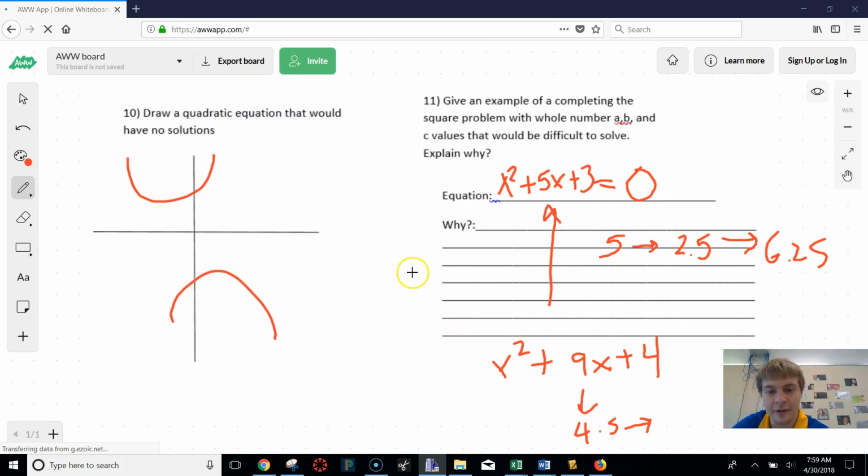So you can see, if you make it odd numbers, that becomes harder and harder to do because of that middle number being the way it is. So just remember, you do not want to solve completing the square problems when this middle thing is an odd number. Let's do the last problem.